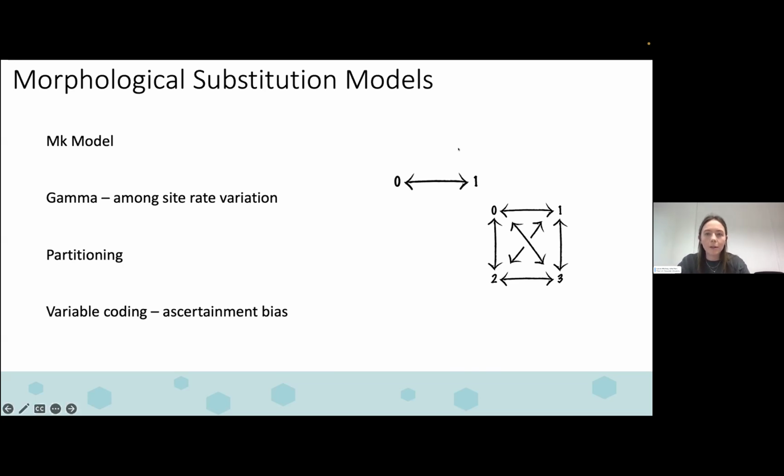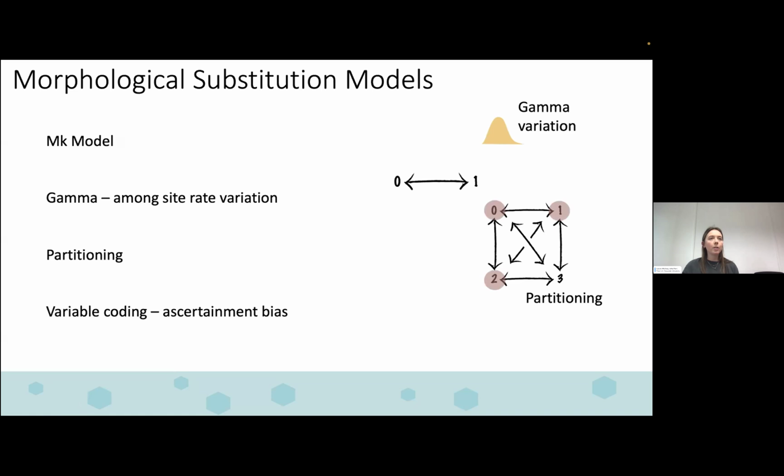But you might want to relax some of these strict assumptions. So people often add gamma rate variation, and this essentially allows you to say that certain traits might transition at a different rate. You might have some more plastic traits that are evolving faster relative to others. So gamma rate variation allows different traits to transition at a different rate.